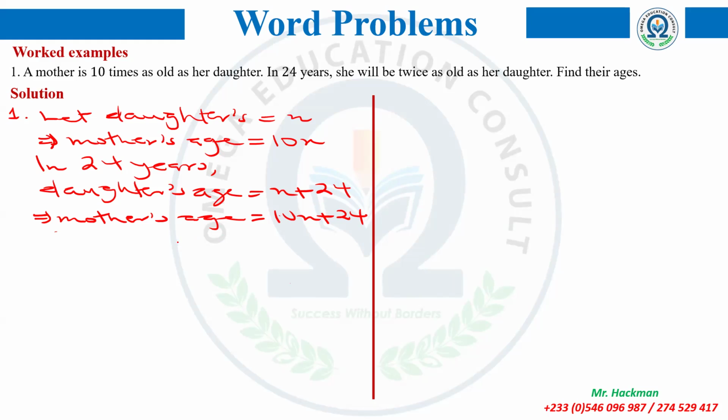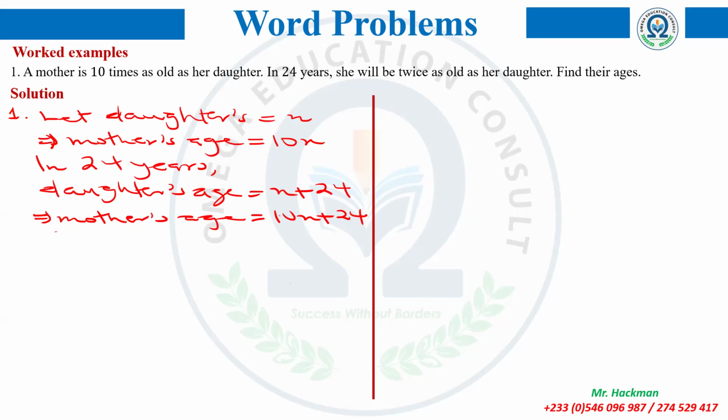All right, okay, so let's continue. At this point, we know their ages in 24 years. But let's see the connection. In 24 years, the connection is that we said she will be twice as old as her daughter. So in 24 years, the mother's age will be twice the daughter's age. Do you agree? Yes, please. Should I come again, my professors?